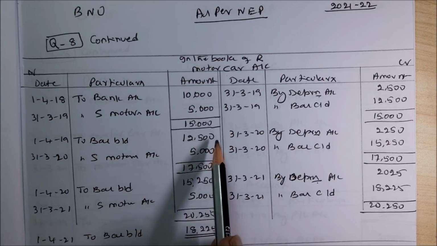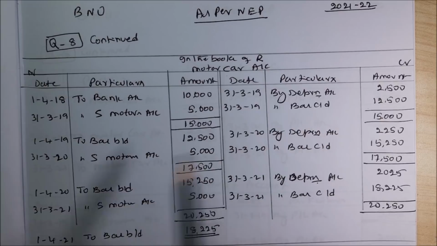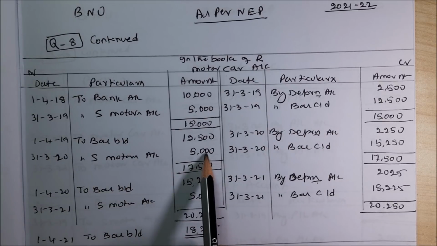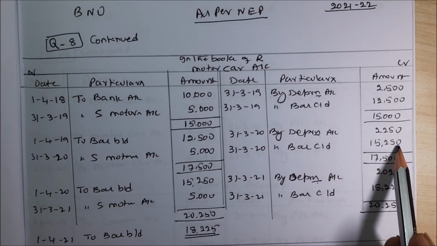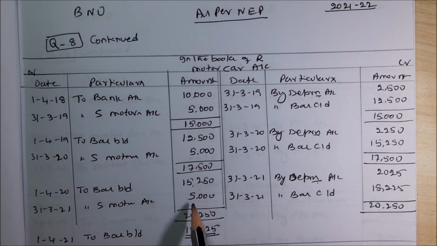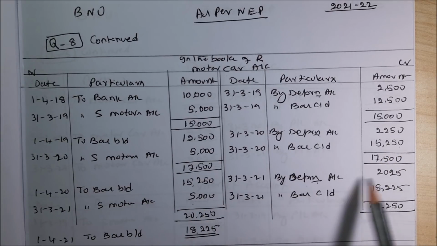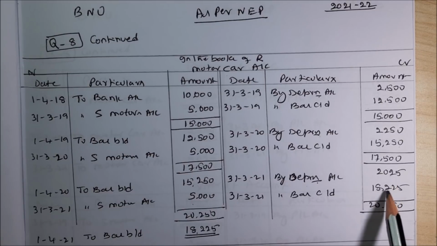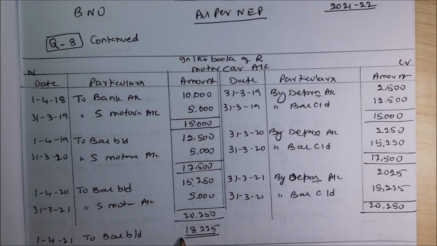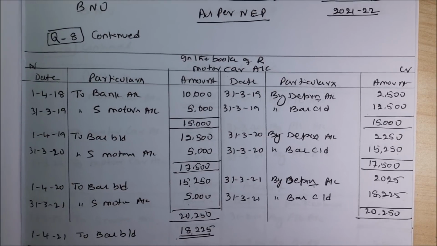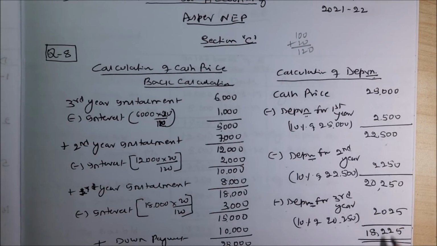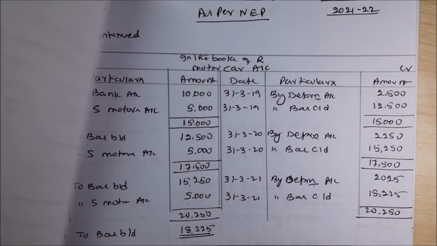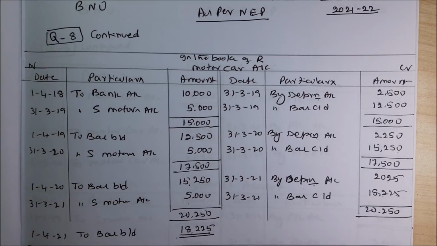So to balance brought down 12,500. Again next year it is 5,000. Again depreciation 2,250. Balance is 15,250. Then again next year is 5,000. Again depreciation 2,025. Balance is 18,225. So this motor car account I had told you we have already done here. We have written that one in the exact format.